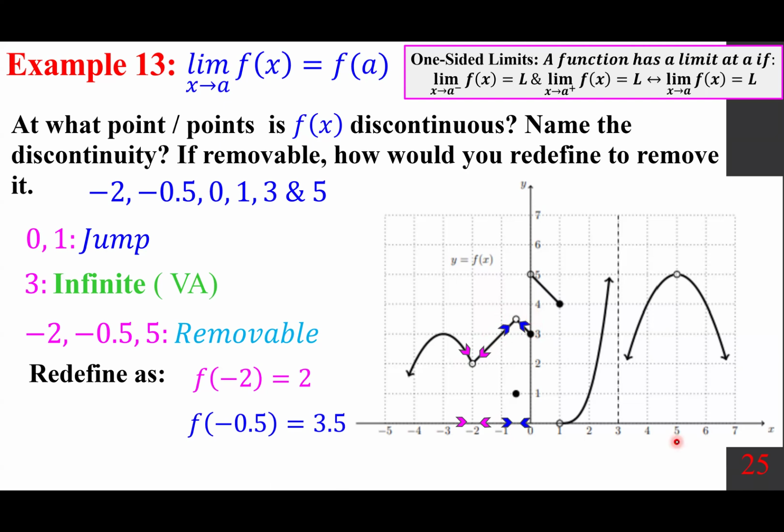What about 5? From the left, we move in this direction. From the right, this direction, left and right. In both cases, along the curve, we are moving towards this hole. And this hole has a y coordinate 5. So if we redefine it as f of 5 equals 5, we fix the problem.